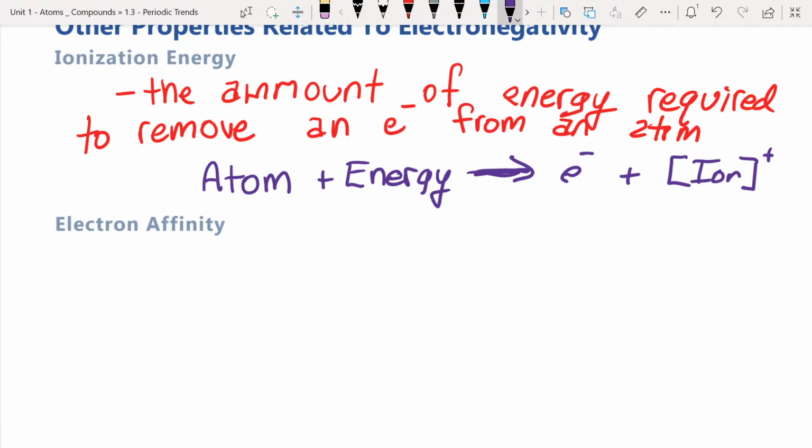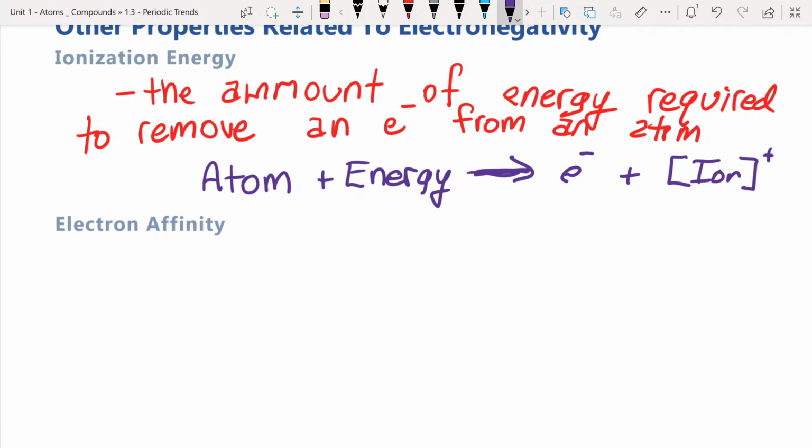No. So if it's got a high electronegativity, it's also going to have a high ionization energy. Does that make sense? If I'm really electron hungry, not only am I trying to get your electrons, but I'm also not really interested in giving up mine. Does that make sense? Okay.